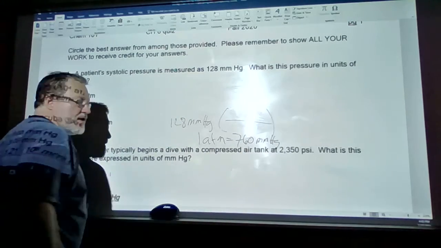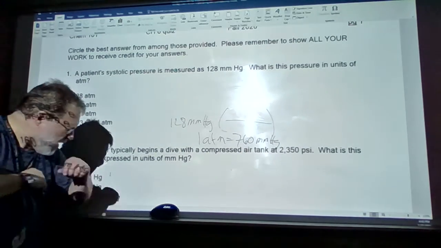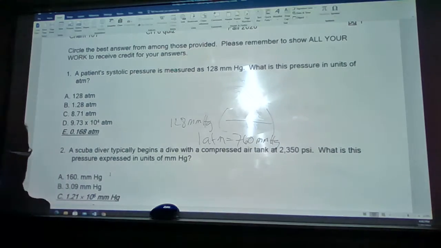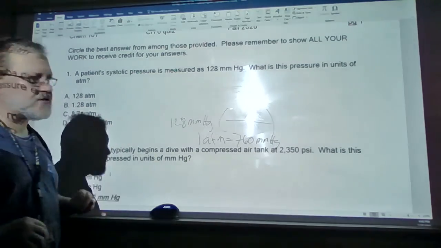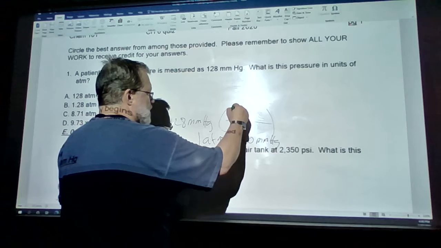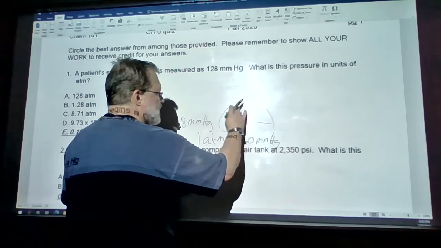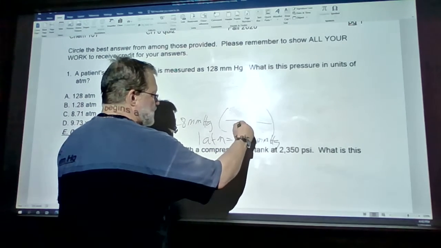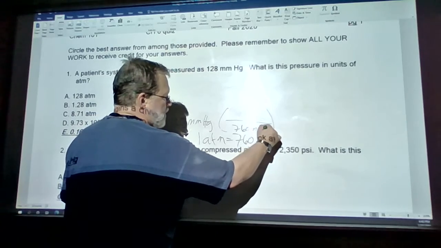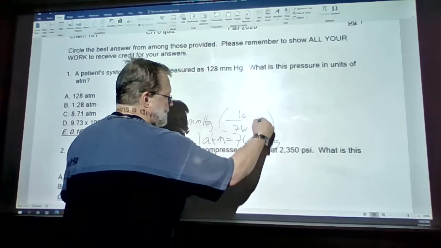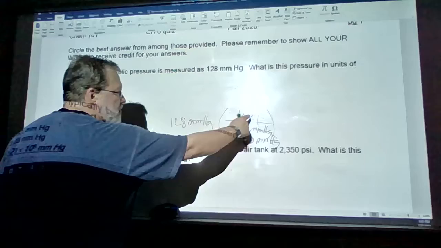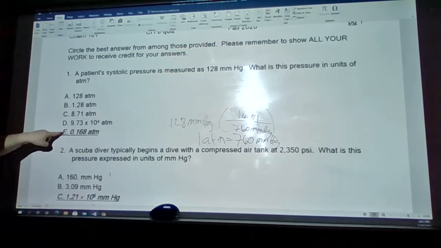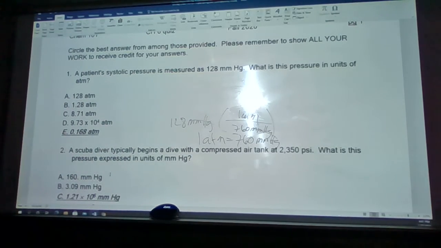We have an equality. We can create two fractional friends: 760 millimeters of mercury on the bottom, 1 ATM on the top. 760 cancels out, leaving units of ATM. The answer here is 0.168.